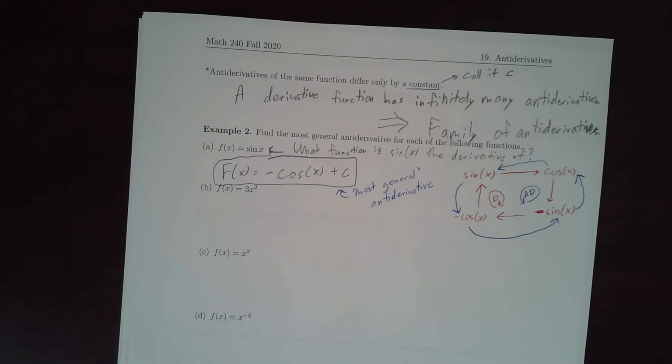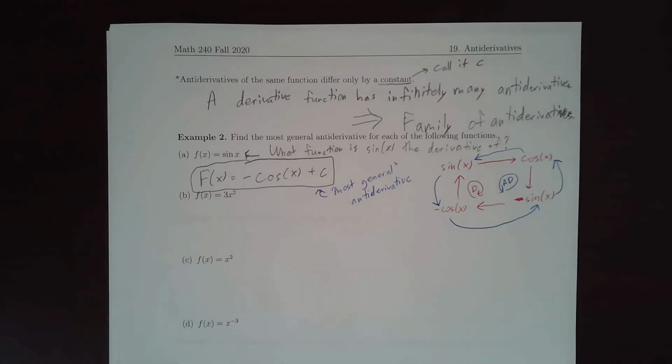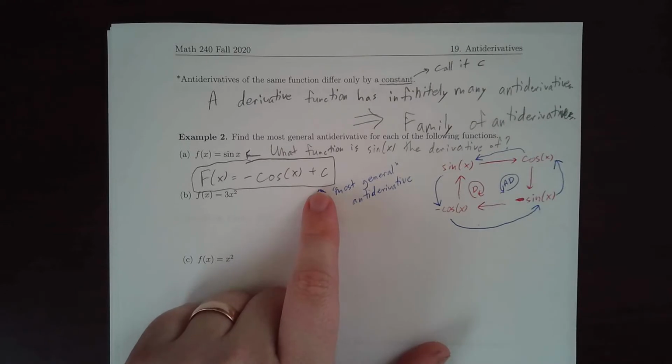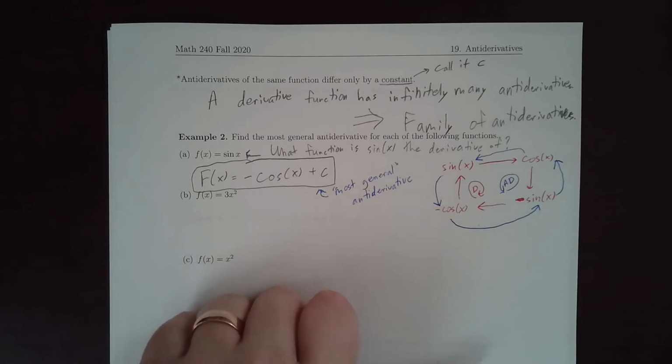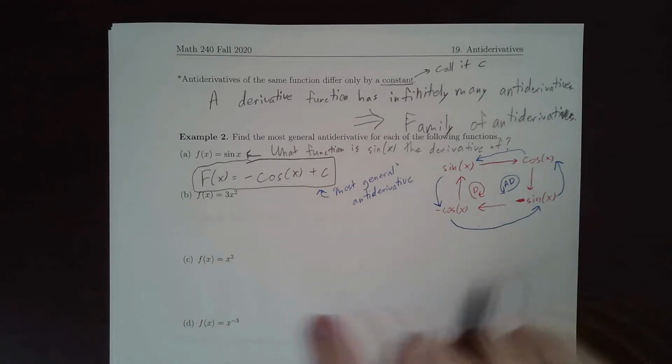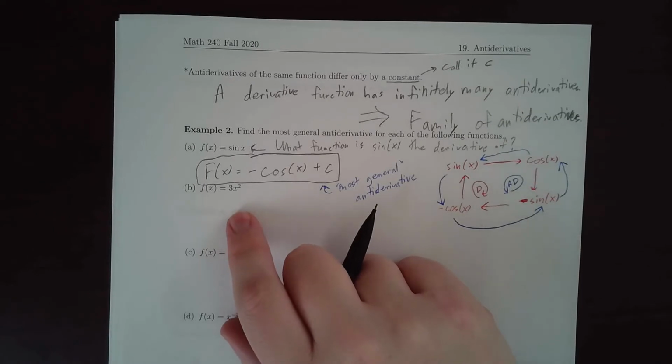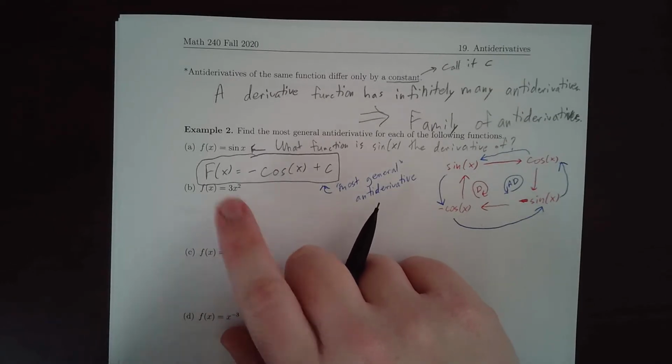Wouldn't it be nice if we could find the constant out? That'll be something maybe we look at later this video. So let's say we have 3x squared, and we wanted to figure out what function that was the derivative of.